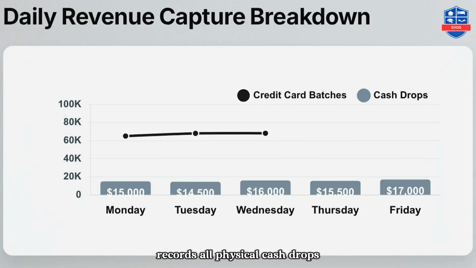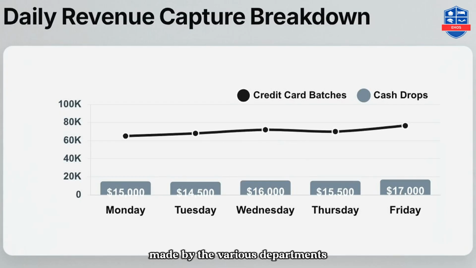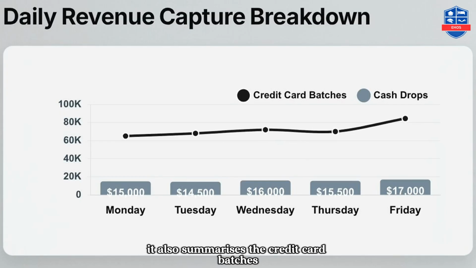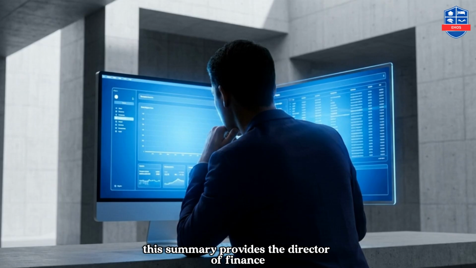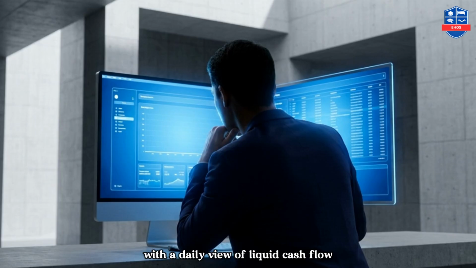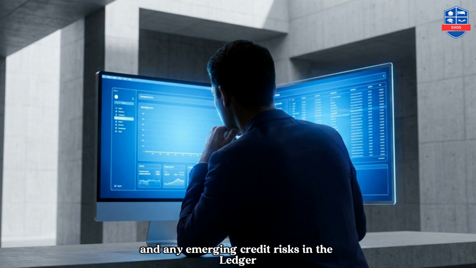It records all physical cash drops made by the various departments. It also summarizes the credit card batches that were settled during the night audit. Finally, it details the net movement in the accounts receivable city ledger. This summary provides the Director of Finance with a daily view of liquid cash flow and any emerging credit risks in the ledger.